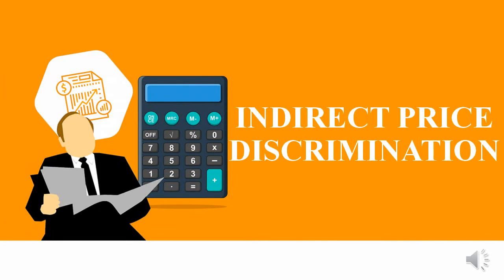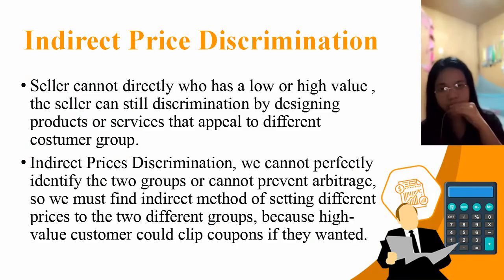Indirect price discrimination. The seller cannot directly identify who has a low or high value. The seller can still discriminate by designing products or services that appeal to different customer groups. In indirect price discrimination, we cannot perfectly identify the two groups or cannot prevent arbitrage, so we must find an indirect method of setting different prices for the different groups, because high-value customers could clip coupons if they wanted.